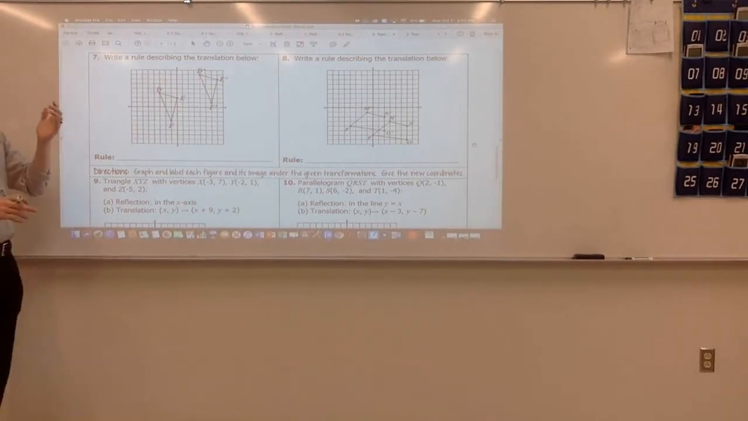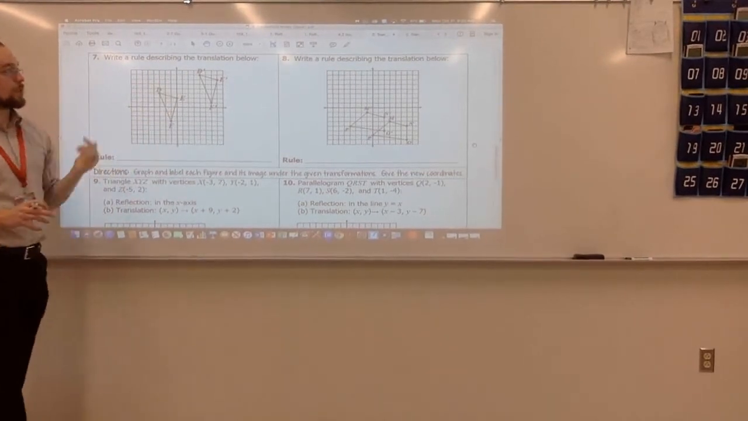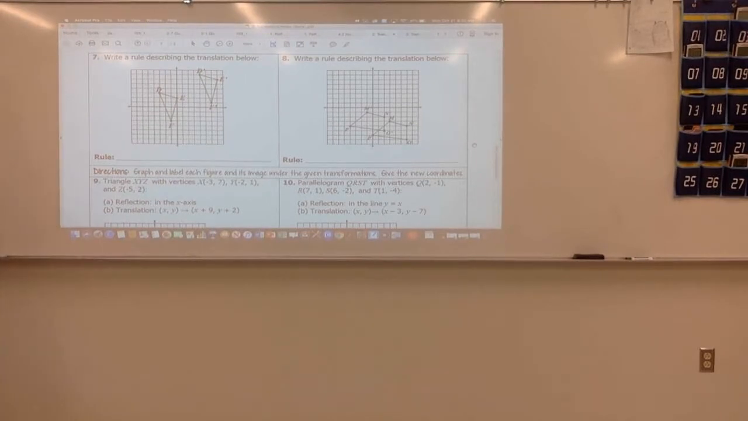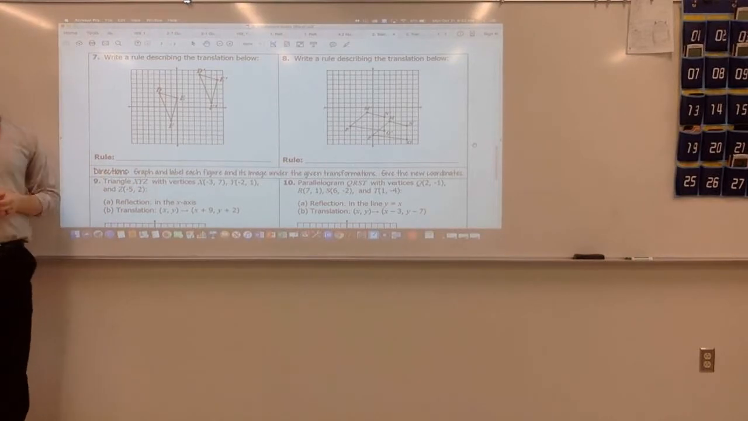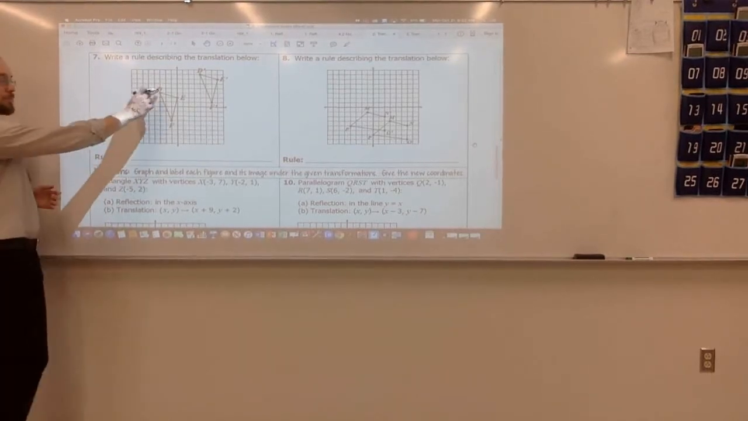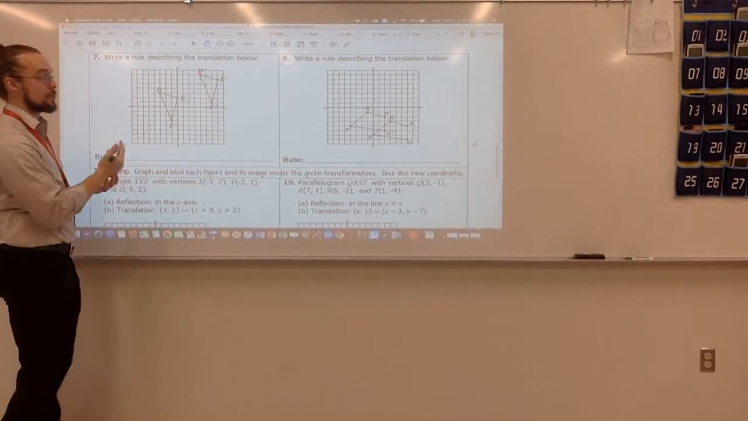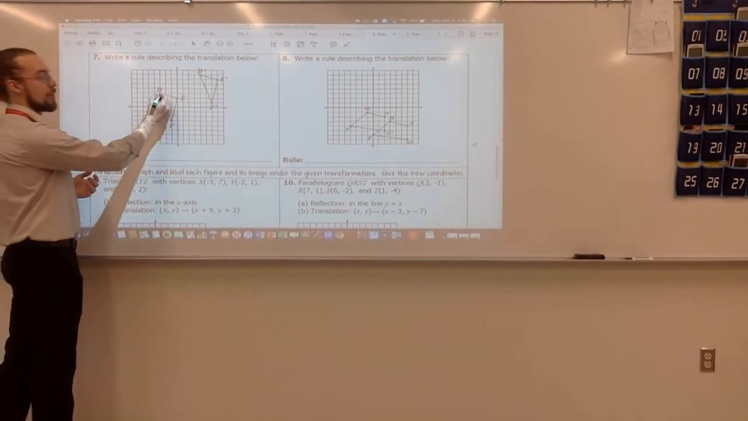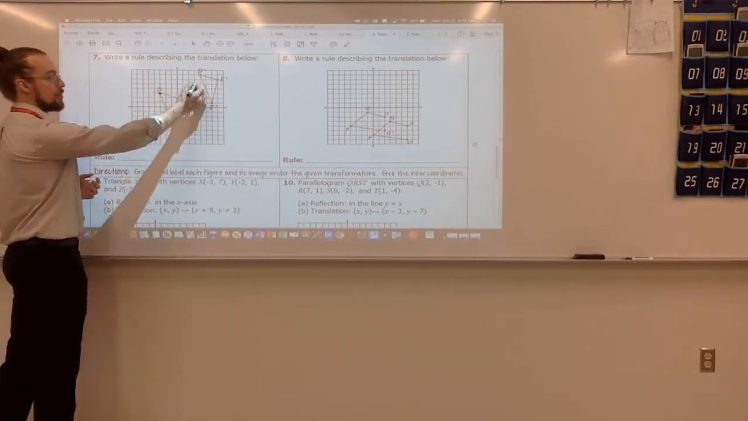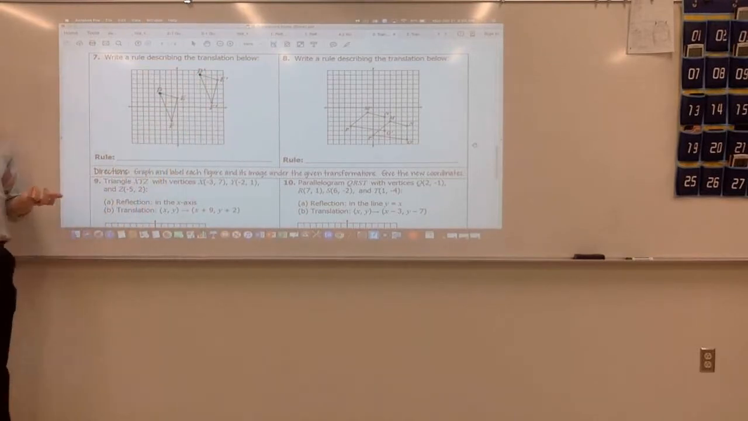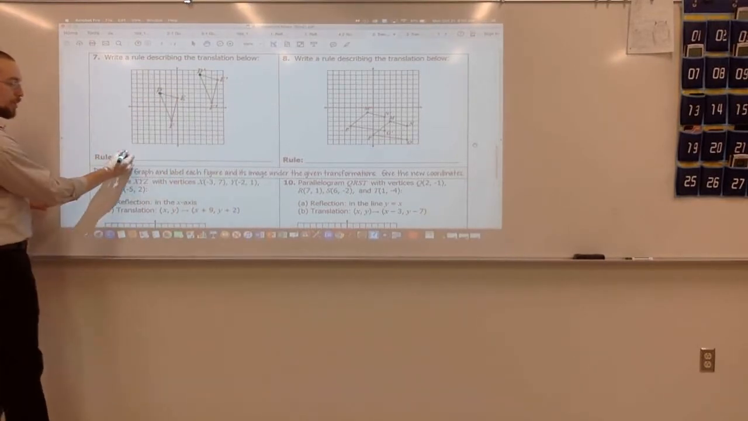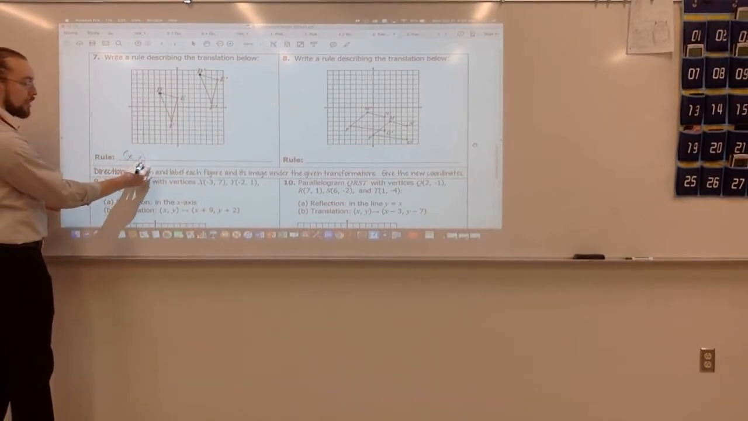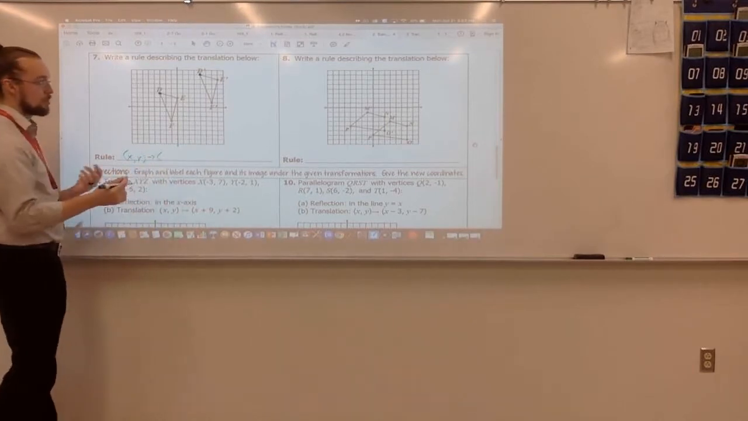So for number 7, which one is my pre-image, the original figure? On the left, the one without the primes. So DEF is my original figure. What we're looking at is, what do I have to do to go from here to here? So we just pick out one pair of corresponding points, D and D prime. We're going to write our rule like XY goes to this.